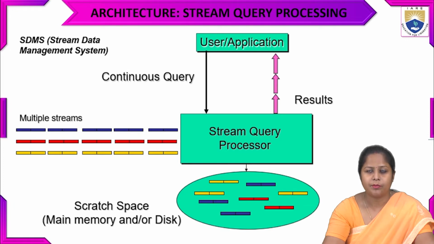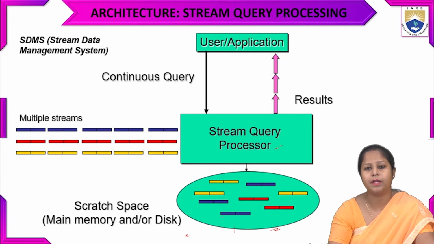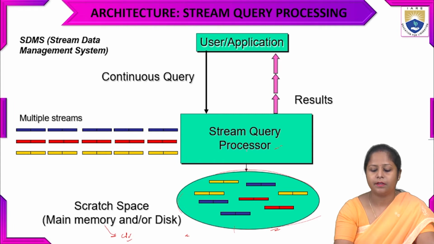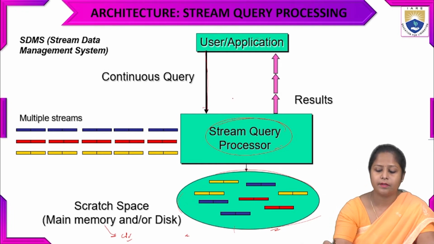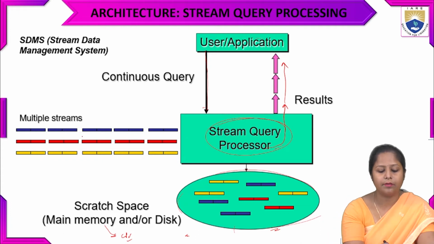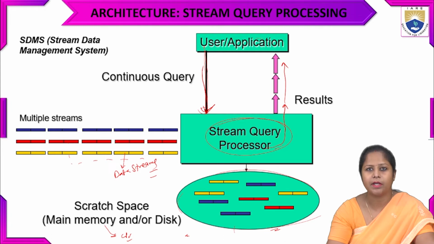This is the architecture of stream query processing. Here we can see the stream query processor, and this is the scratch space, the main memory of the CPU, or the disk. The user application uses the stream query processor, and after query processing the results go to the applications or users. Here we can also see the multiple data streams. We give a continuous query for the data streams, and then the result goes to the user application. That was the stream data management system architecture.